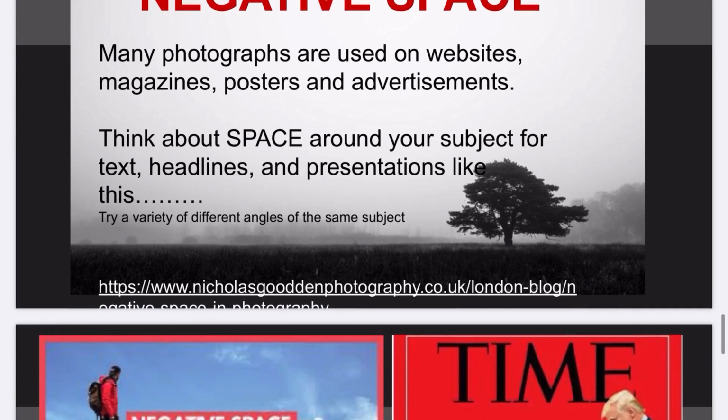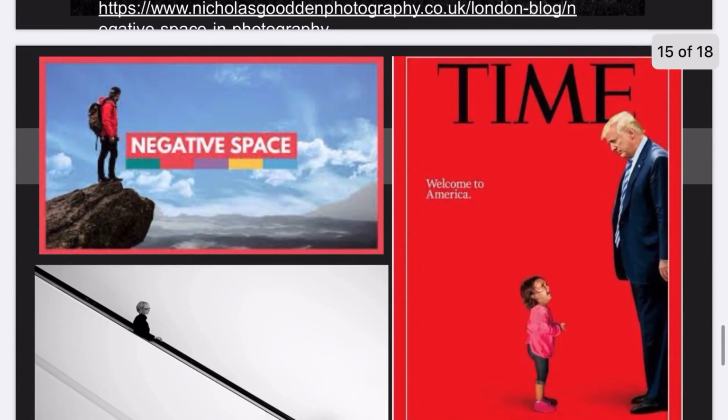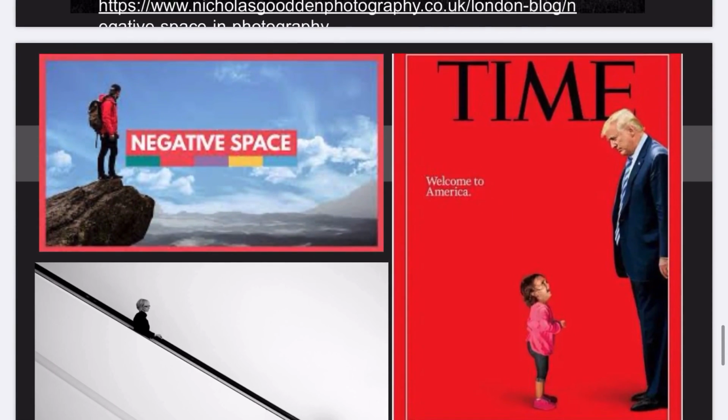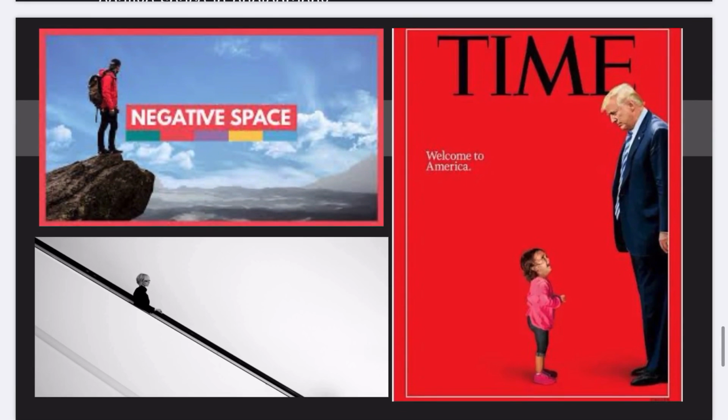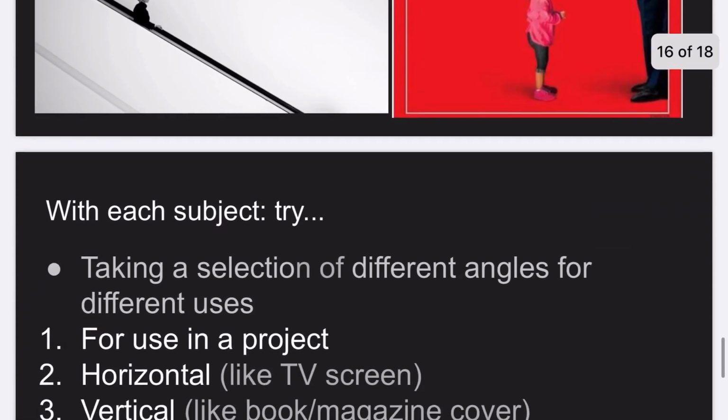Okay, here's some examples. The top one, negative space, a lovely picture of a mountaineer at the top of the place. And then obviously the person below on the escalator going down, lots of space there to either put text or just leave it as a strong image as it is. And then on the right, obviously you've got a magazine cover, lots of negative space there. And the composition, where it says welcome to America, that's on the rule of thirds line. So that works really well.